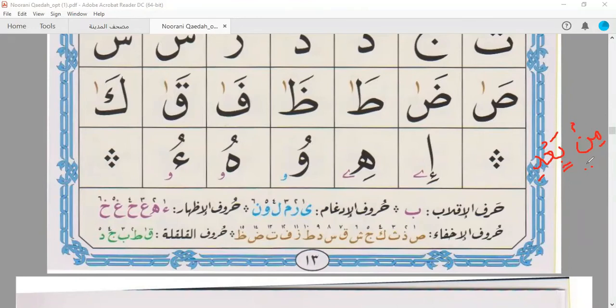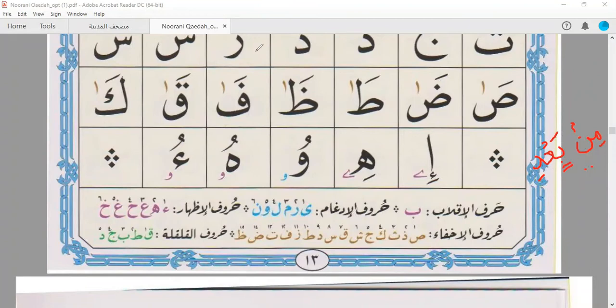That happens even when there is a tanween followed by a ba. You convert the noon sound in tanween into a meem. Remember from our fifth lesson, tanween means adding a noon sound in the end. That noon is converted into a meem if a ba follows it.